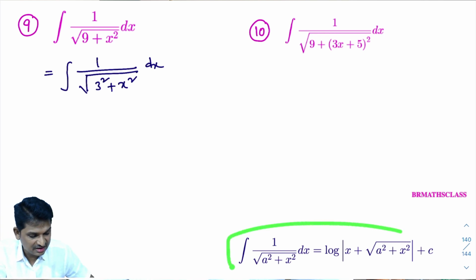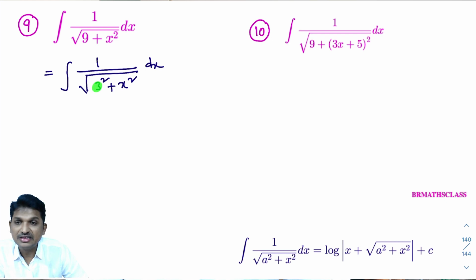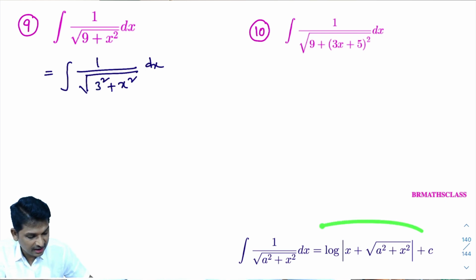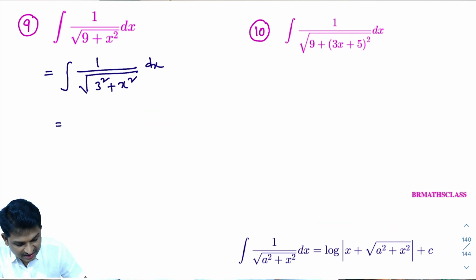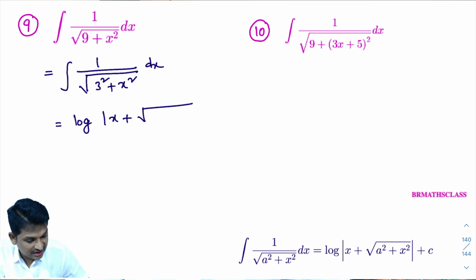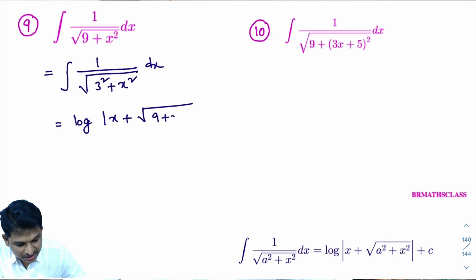Okay. Now you see this is the formula we have. Now a square is what? A square is 3 square. A is what? A is 3. Now how to apply this formula to this? Start writing. What is the answer? Log mod x plus root over, what is there here? A square plus x square. What is there here? Same thing. A square is what? 3 square plus x square. 3 square means 9 plus x square plus c. Single line answer. That's it.